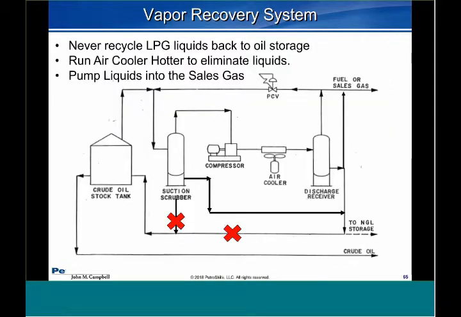Another thing to look at is your vapor recovery system. You don't ever want to recycle and send those liquids back from the suction and discharge scrubbers back to the tanks. That's the material that's causing the vapor problems. So you either have to operate this separator hotter so there's no liquid to condense and send it this way to the fuel, or to pressurized storage.